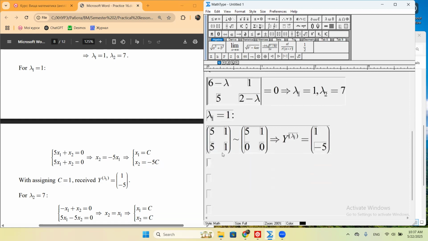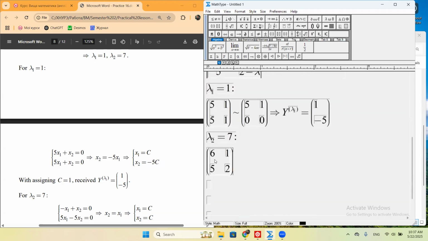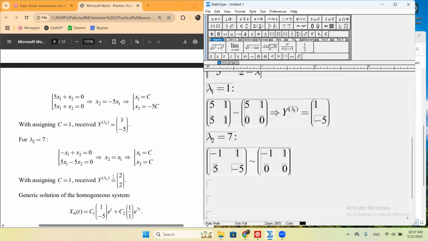Then for lambda 2, so what I have, minus 1, and here minus 5. So the answer will be the following. Oh, y2. I can write down 2, 2, but it's better to write down 1, 1. It's more convenient to substitute c equal to 1. So found it.